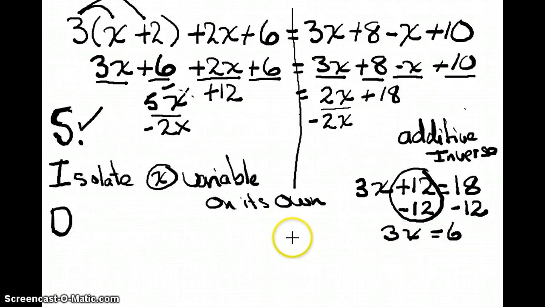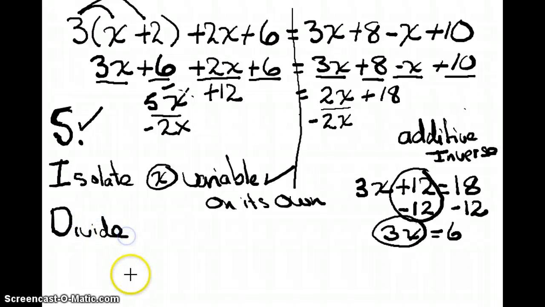Is my variable on its own? Well, yes. I have 3 of them. I have 3 x's, but my variable is on its own. There are no numbers attached to it. Okay, so we can check that block off. And the last one is divide.